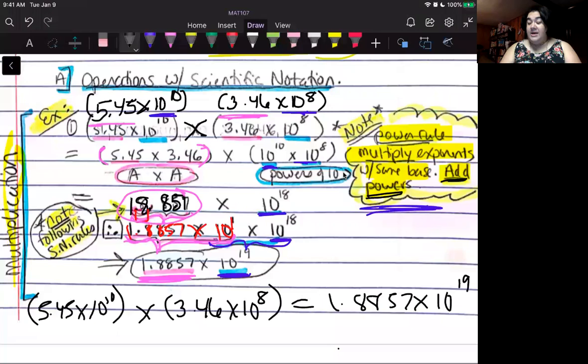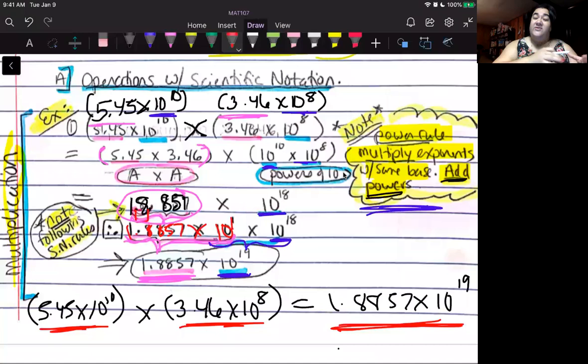Now, you could get to the same answer if you took this number, converted it back to its originally large number, and took this number and converted it back to its originally large number, multiplied them together, and then took your answer and converted it to scientific notation. You could get there as well, but you will find that doing it this way, just remembering the rules, we multiply our A's first, and then we multiply our powers of 10, and when we multiply our A's, if the answer we get does not follow the rules for A's, then we must convert it into the rules for A. Okay? So that's an example of multiplication.